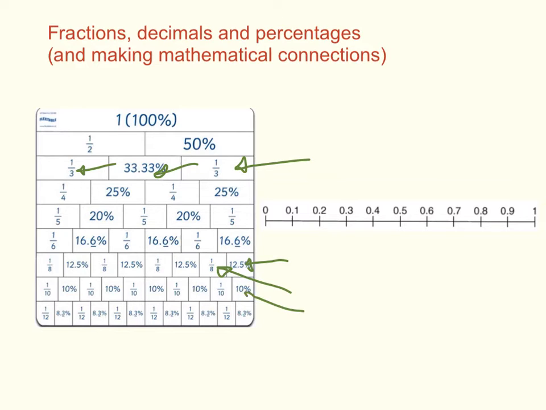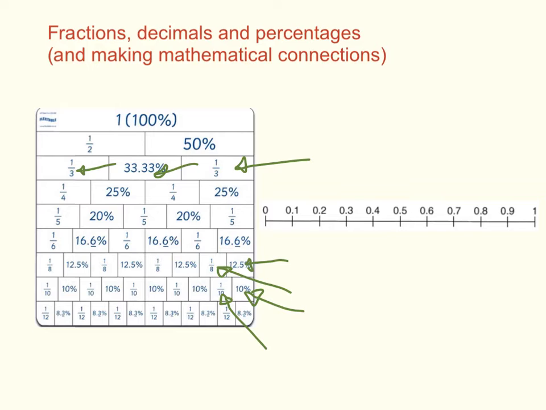So for example, with 10% and a tenth, it's quite straightforward to see the link between the fraction and the decimal. But often that's quite rare. So if we're having a look at that example of an eighth and 12.5%, we've got to see how we can make a link between those two facts. And that's what this video is all about.